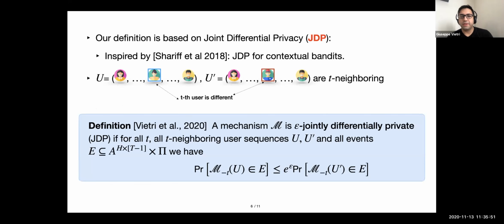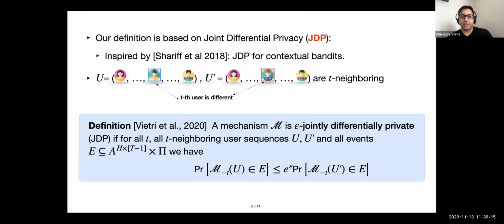Our definition is based on joint differential privacy, and is inspired by a work by Sharif et al. from 2018, where they provided a joint differential privacy definition for contextual bandits. We say that two user sequences, U and U prime, are t-neighboring if they are different only in the user in position t.